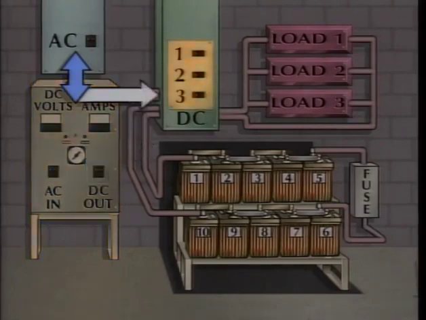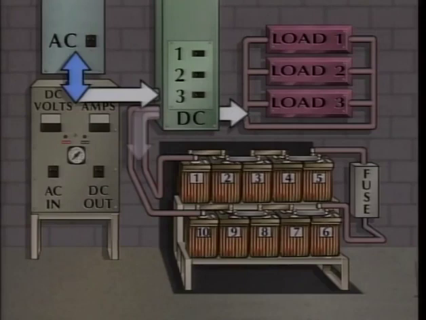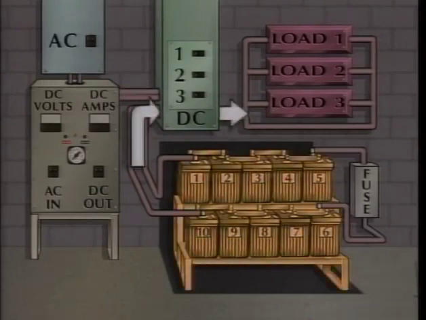The normally closed breakers on the DC control panel allow direct current to flow to the individual DC loads on the system. The battery charger normally supplies direct current to the loads as needed, and to the battery in order to keep the battery fully charged. If something should happen to interrupt alternating current input to the charger or direct current output from the charger, the battery would immediately supply all of the direct current to the DC loads.